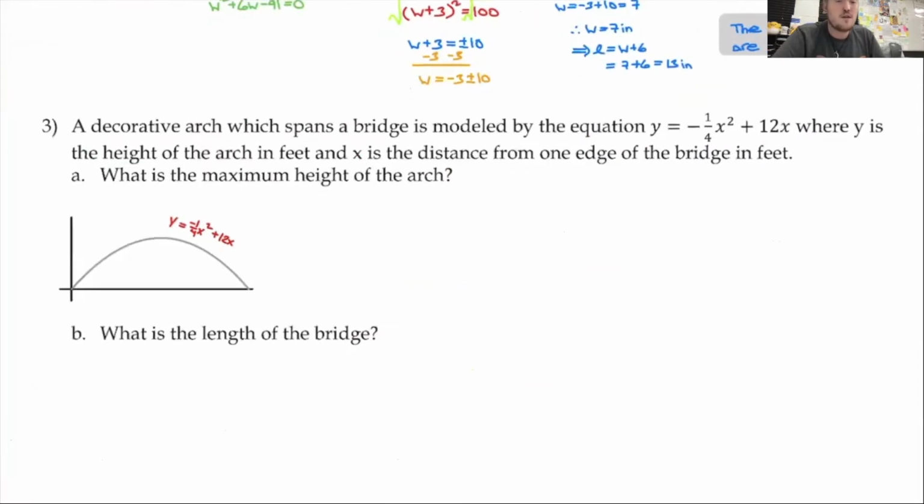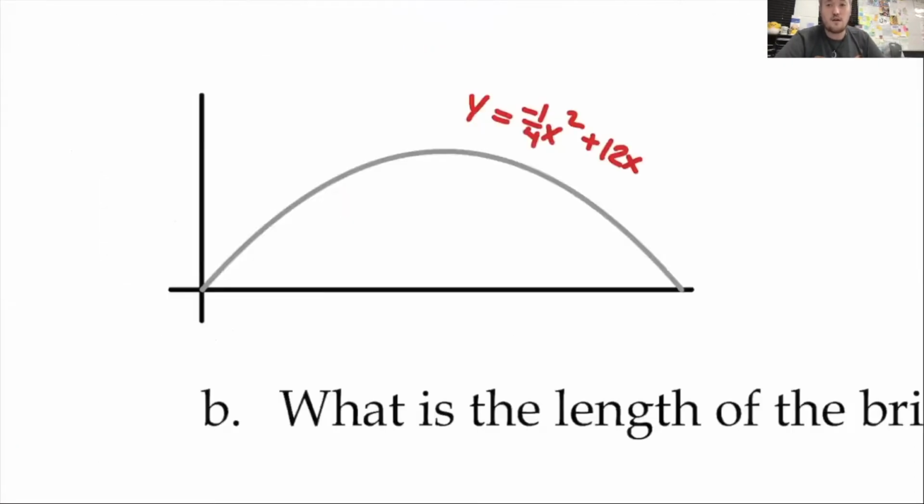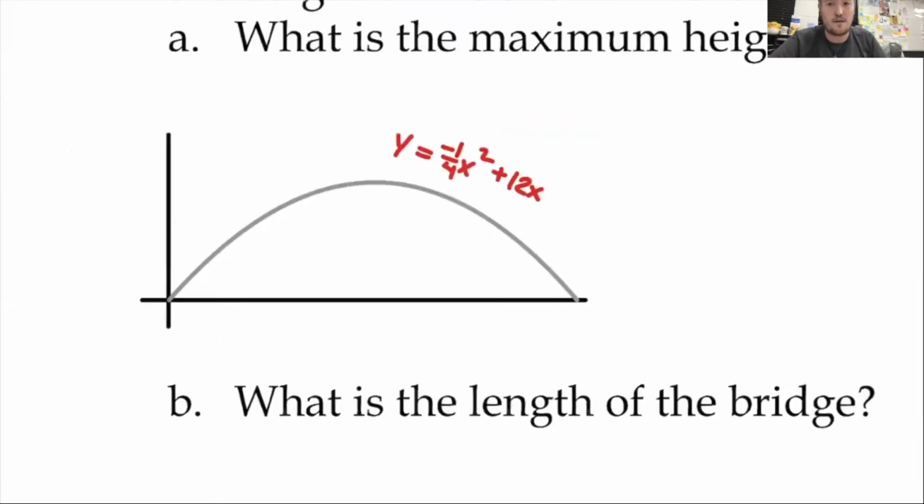All right, so a decorative arch which spans a bridge is modeled by the equation y equals -1/4 x squared plus 12x, where y is the height of the arch in feet and x is the distance from one edge to the bridge in feet. So part A is asking what's the maximum height of the actual arch itself. So here I have the arch drawn on a graph using the equation modeled. So I want to find what's the maximum height of the arch.